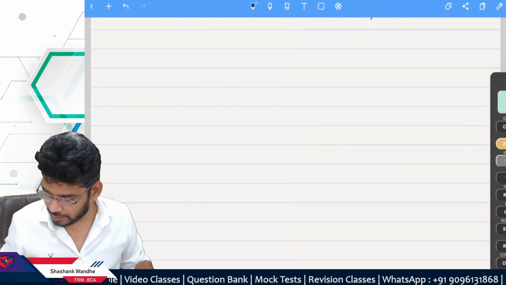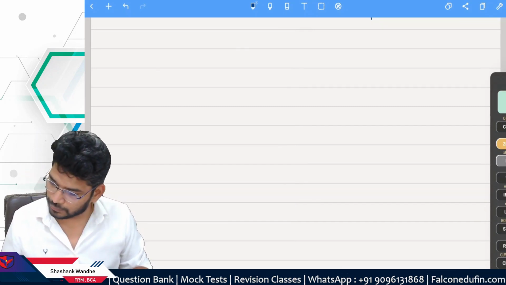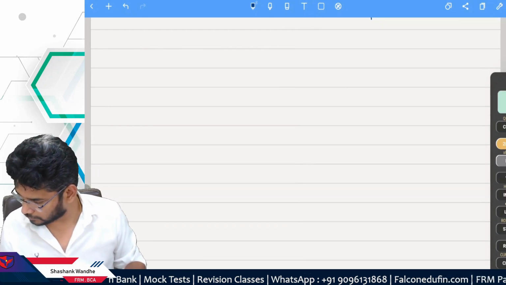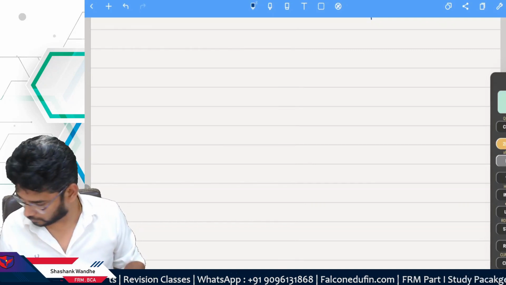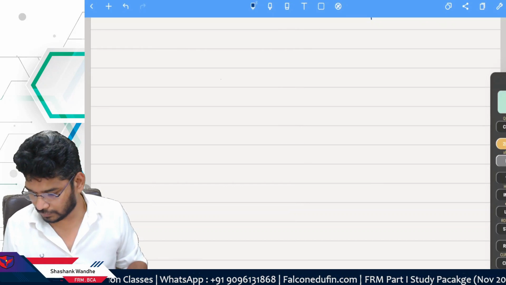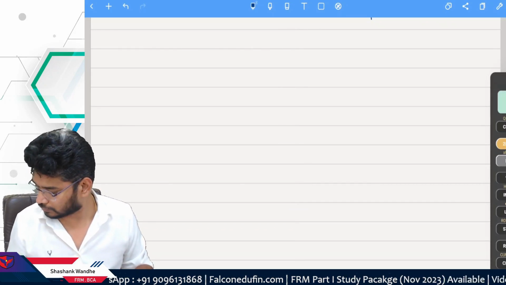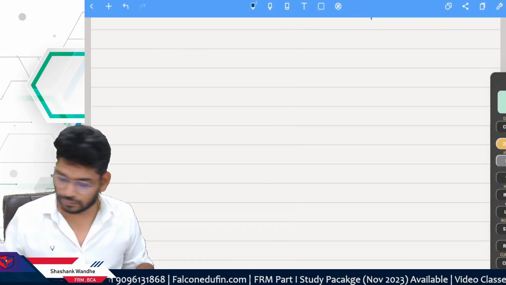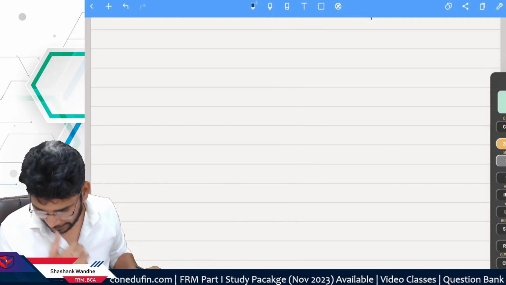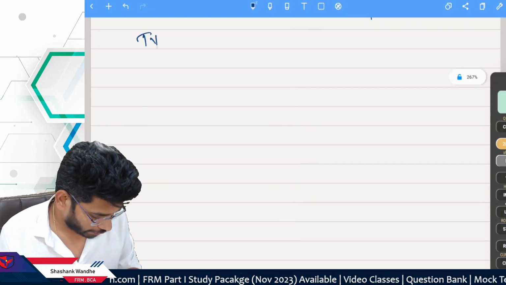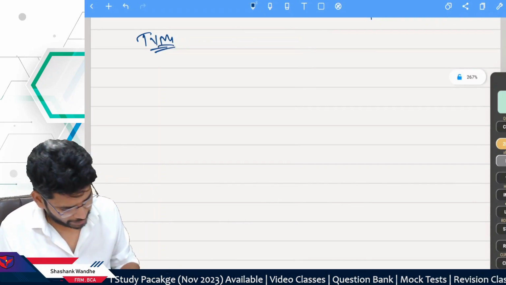Now let's talk about the next discussion. Annuities and perpetuity. So first we'll start with the annuity, and here in annuity we have to use the special function in calculator, which is the TVM function, time value of money function. And for this we'll start with the very basic illustration.